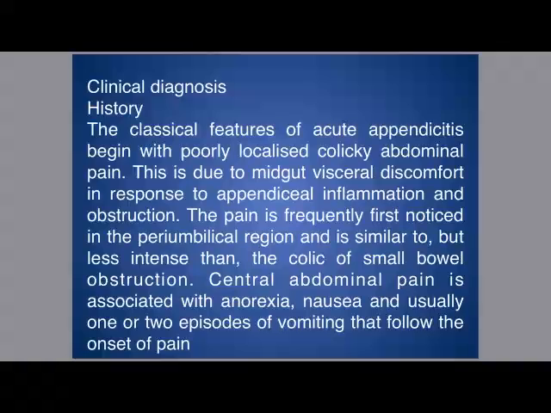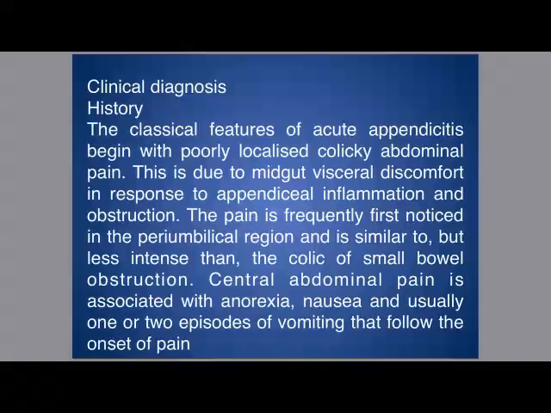Clinical diagnosis of acute appendicitis. We will start with the history. The classical features of acute appendicitis begin with poorly localized colicky abdominal pain, usually in the periumbilical area. This pain is usually of visceral character. Visceral means colicky, poorly localized, conveyed by the autonomic nerves that supply the visceral peritoneum.